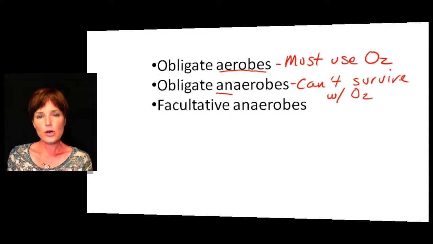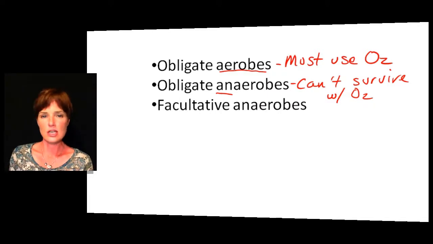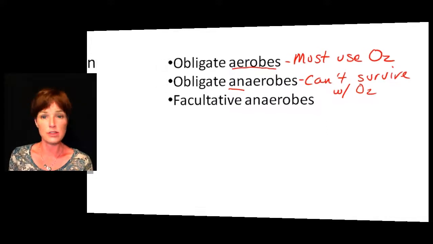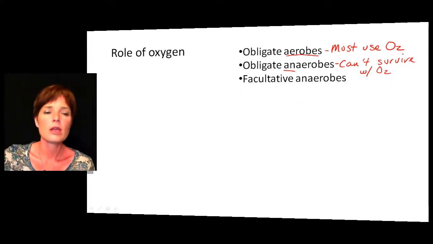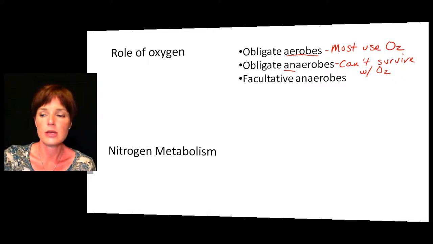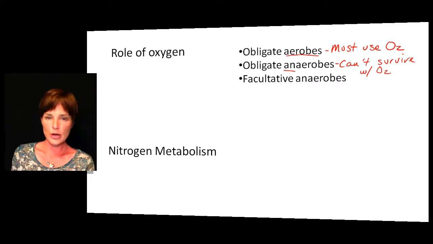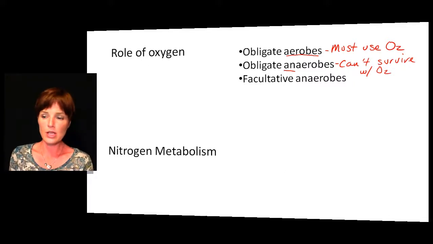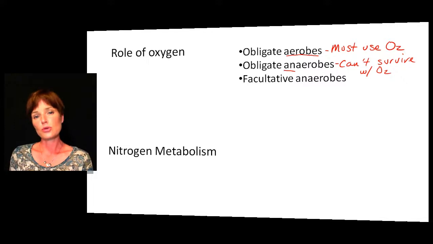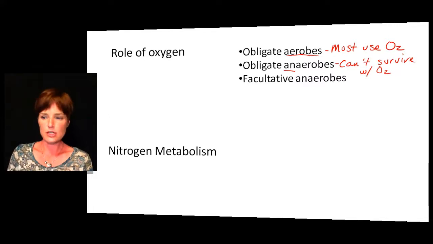Facultative anaerobes are organisms that can live either way. So they can use oxygen, they can do without oxygen. So they adjust their metabolism according to the environment that they are living in at the moment. When we talk about the nitrogen metabolism in prokaryotic cells, they have a wide range of abilities as far as nitrogen is concerned as well. They're diverse in their ability to utilize different forms of nitrogen.